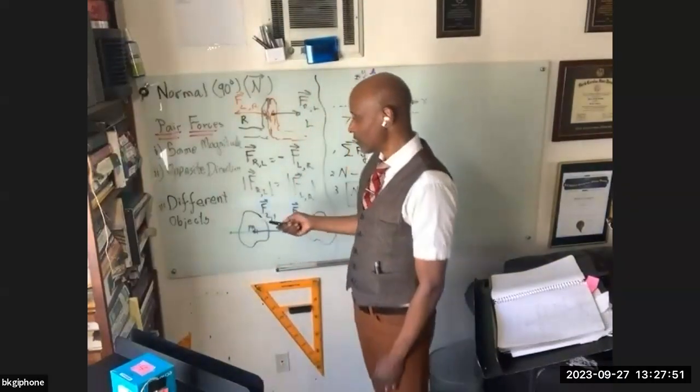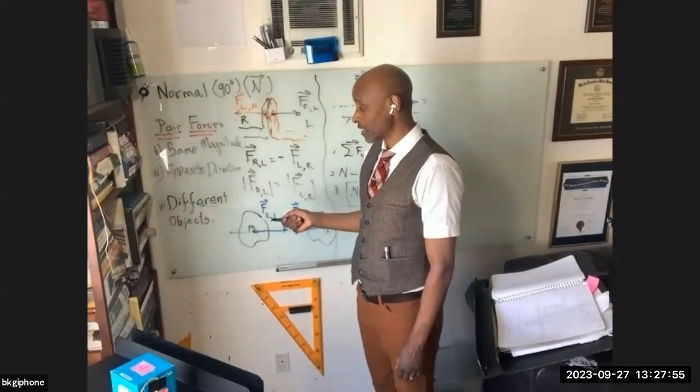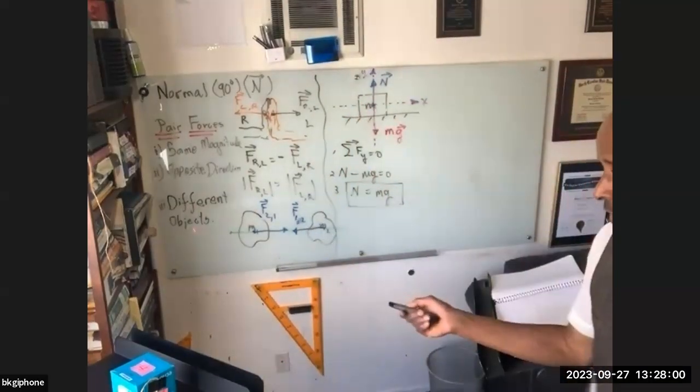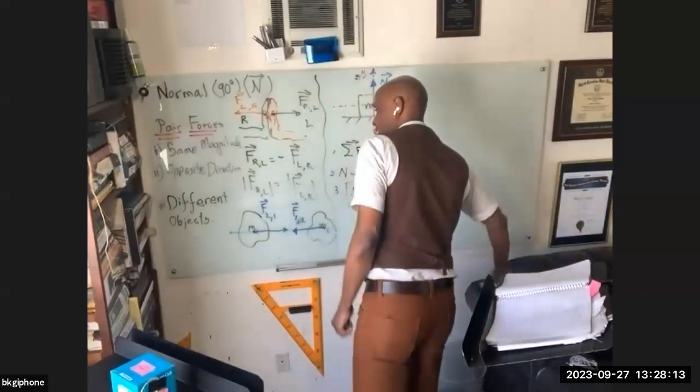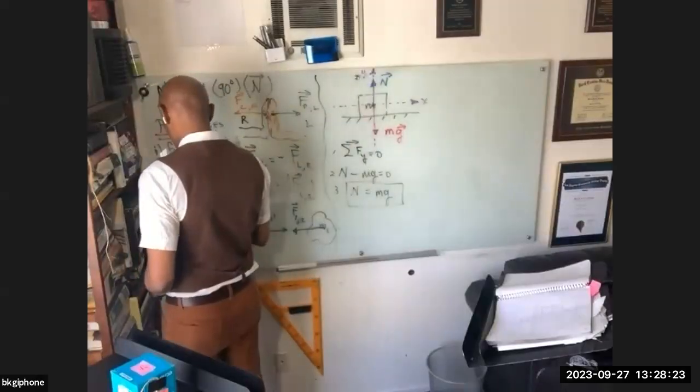There's a third criterion here, and I told you that all of these criteria have to be satisfied. So just so we can read it, Gabriella, can you tell me what that third criterion is? They're different objects. Well, no, I didn't write out the full sentence. Maybe I should have. Pair forces act on different objects. So are these forces acting on different objects?